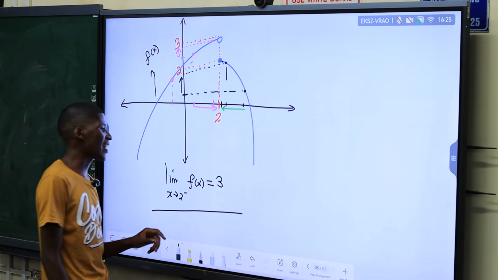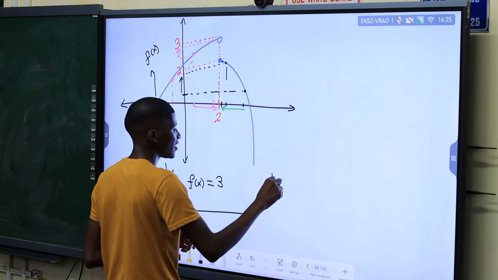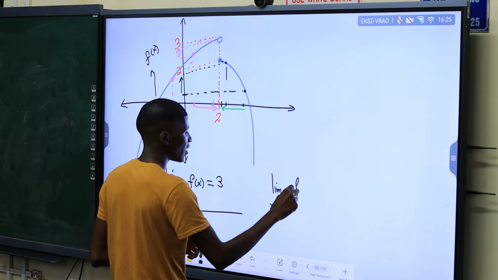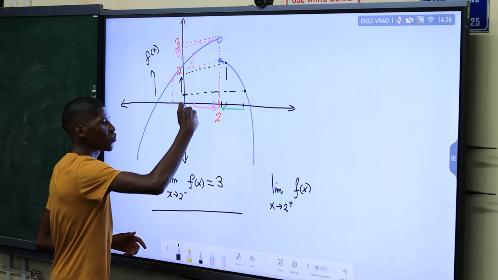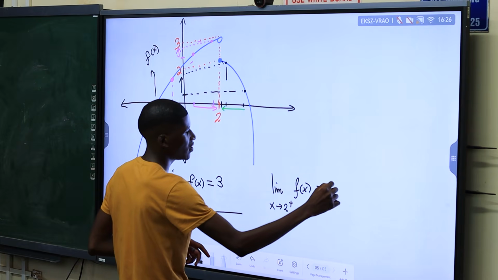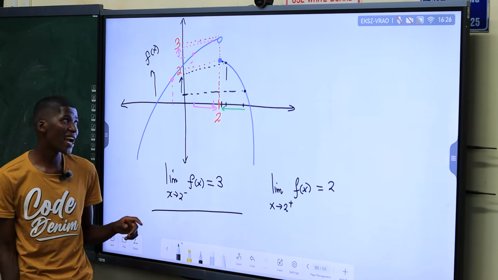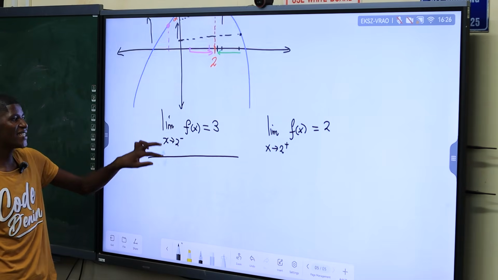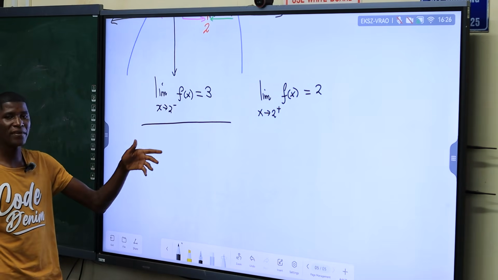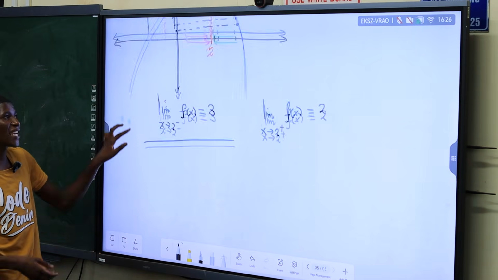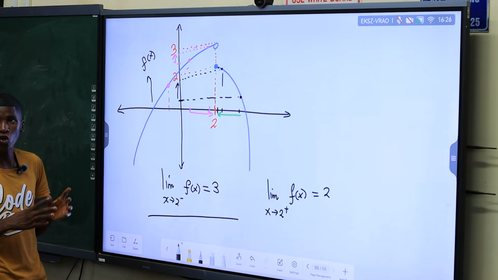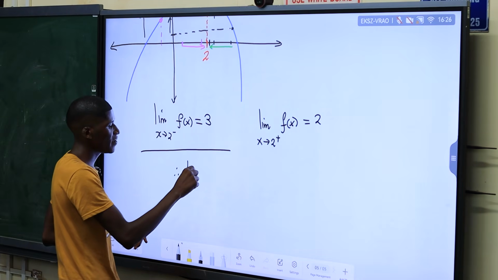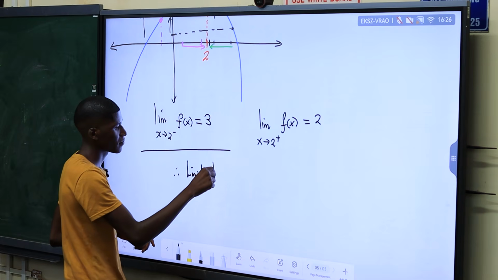So we can say that the limit as x approaches 2 from the right is equal to what? To 2. So are these two limits equal to one another? No. The right-handed limit and the left-handed limit are not equal to one another. So can you say that the limit exists? No. Therefore, the limit does not exist.